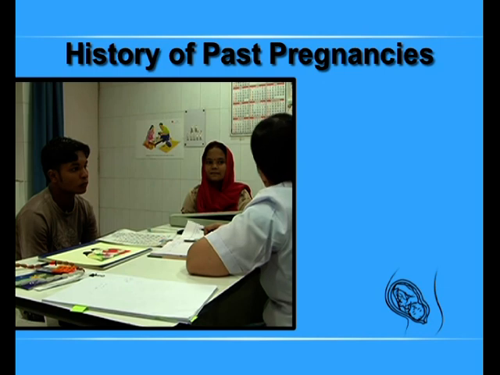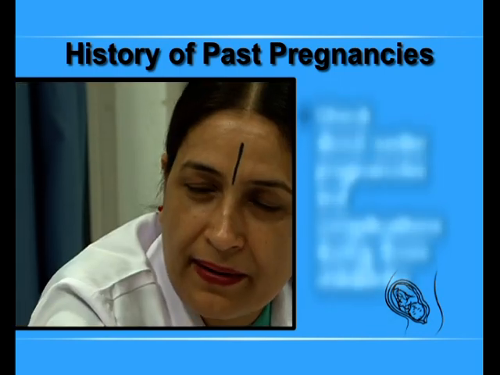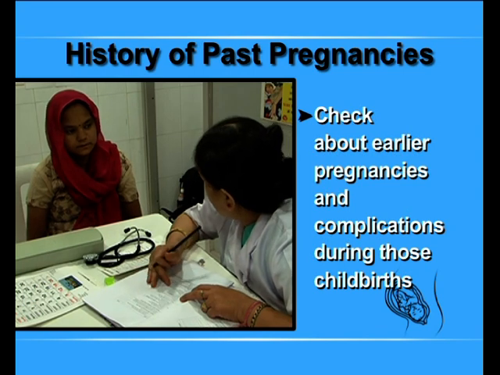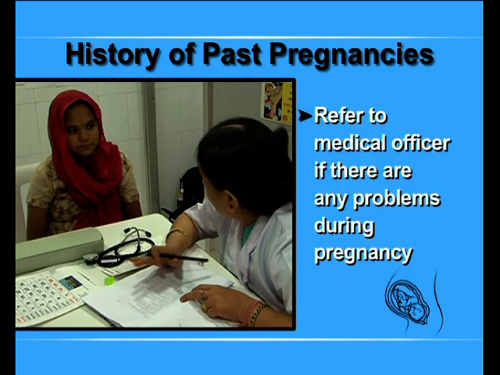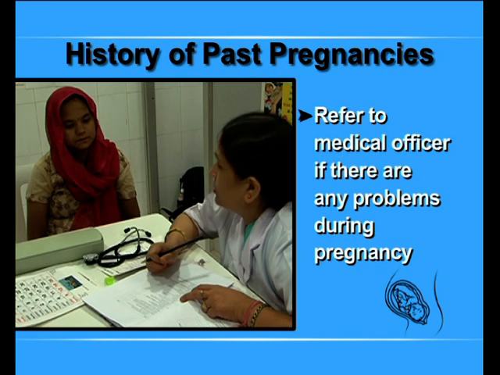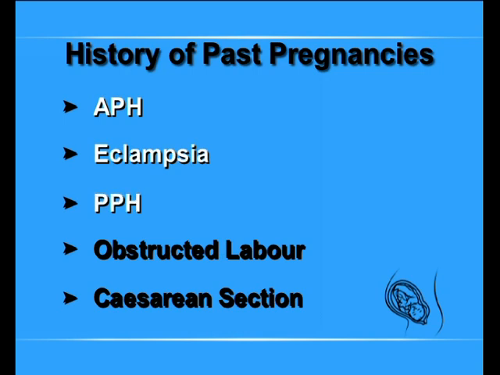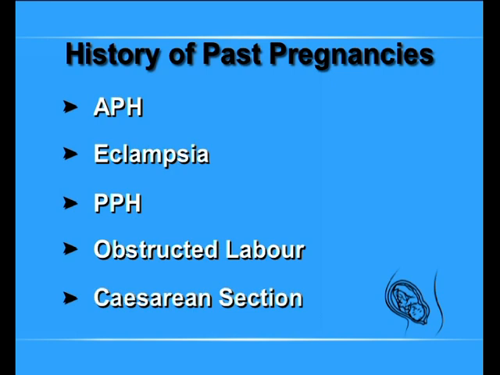Collect information about past pregnancies. Have you had any miscarriages? So this is your first pregnancy and you have had no problems till now? If the woman has had an earlier pregnancy, check if she has had any of the following: APH, eclampsia, PPH, obstructed labor, and cesarean section.